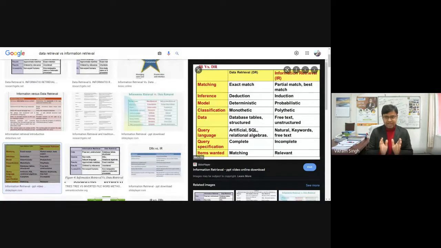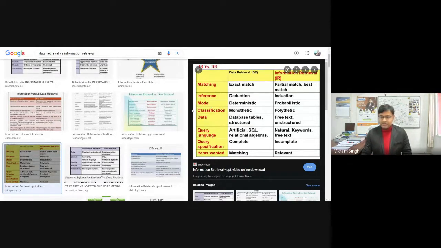That's why we are saying that information is nothing but data with some details, with some semantics, and we need to utilize this semantics. That's why we have this partial kind of matching approach, right?